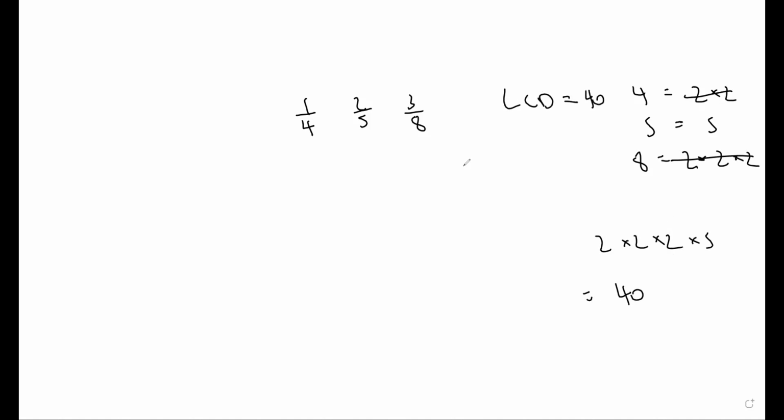This one just seemed like an easy one to use prime factorization with, because 4 and 8 have the same prime factors. 5 is already prime, so it seemed like a convenient one. Now let's rewrite each of these. 1/4, we want 40 on the bottom, so let's multiply by 10. So we get 10/40, comma, next one, 2/5.